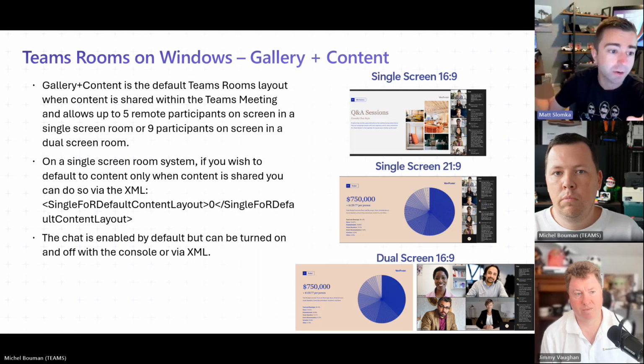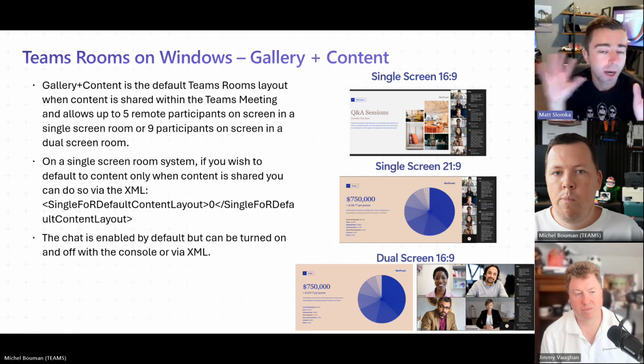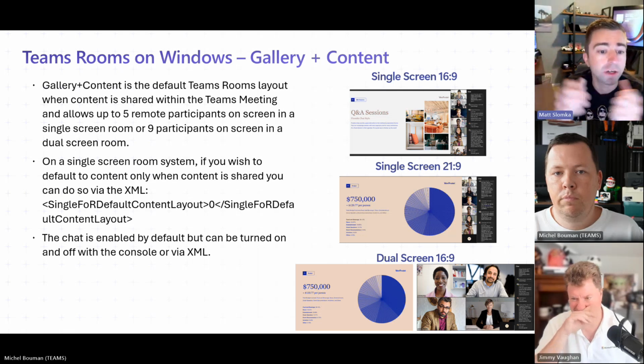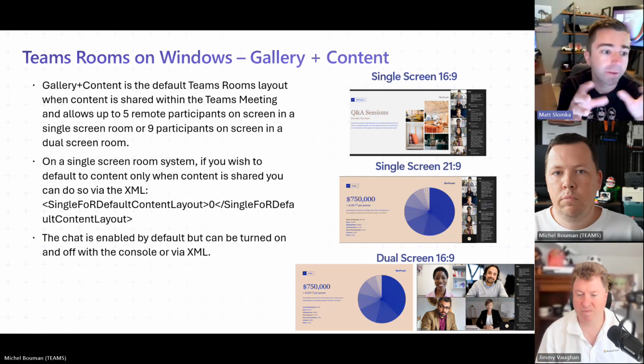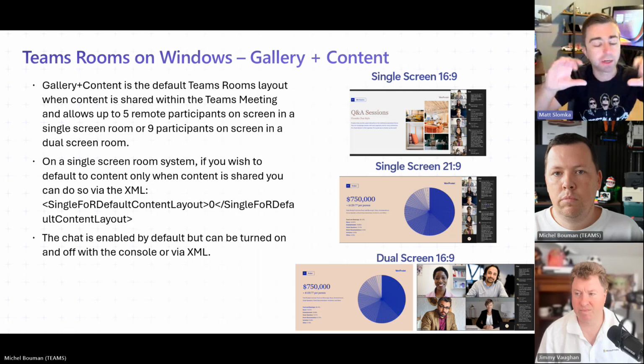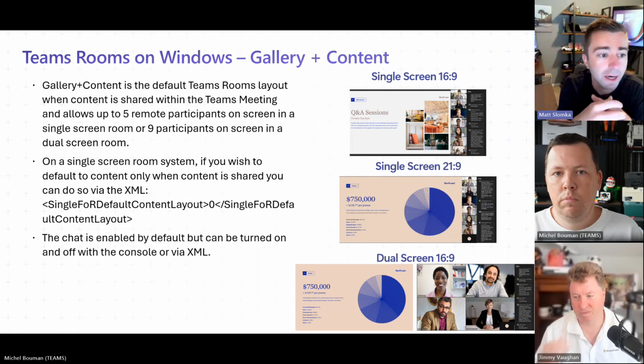So you'll have your content screen and your participants screen, and you'll see the last 9 active speakers on that screen. On a single screen device, we letterbox the content and then include the participants on the side.